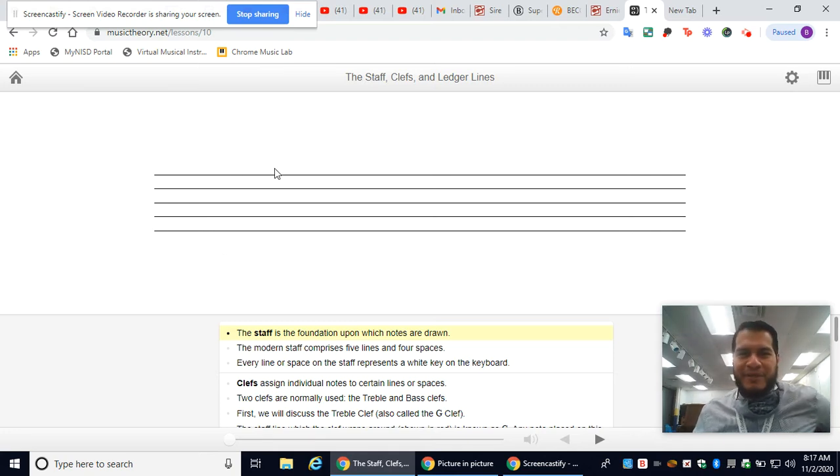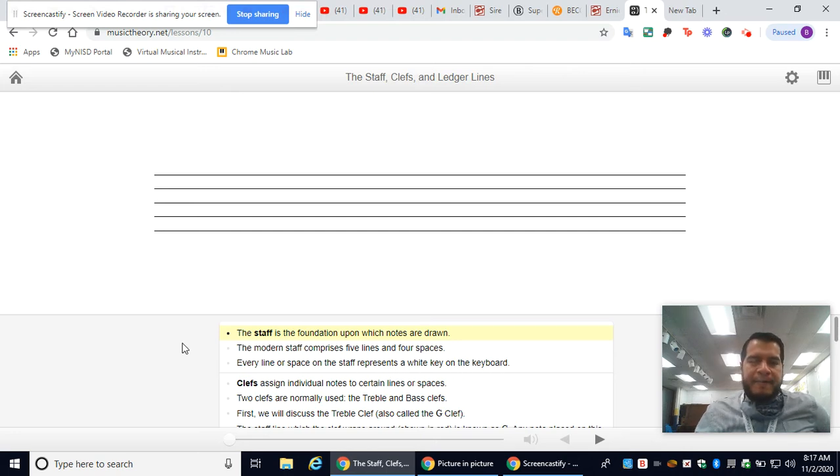But that doesn't mean that's the only notes we can fit on a page. That's in that tool we'll discuss. Okay, so I'm going to read this. It says, the staff is the foundation upon which notes are drawn. The modern staff comprises 5 lines and 4 spaces. Every line or space on the staff represents a white key on the keyboard.